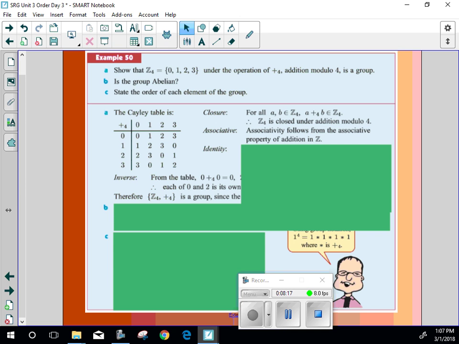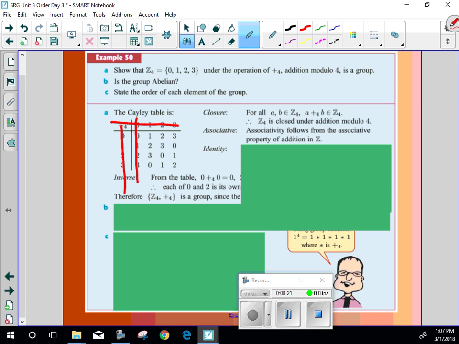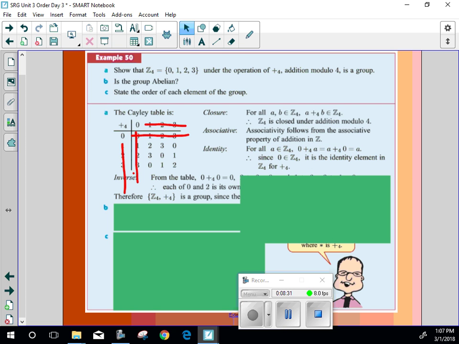with the Cayley table? You looked at these two or these two. If these are the same and these are the same, right up here and here will reveal what your identity is. So for all a element of Z4, you write the operation 0 plus a or a plus 0 is equal to a. Then 0 is the identity element.